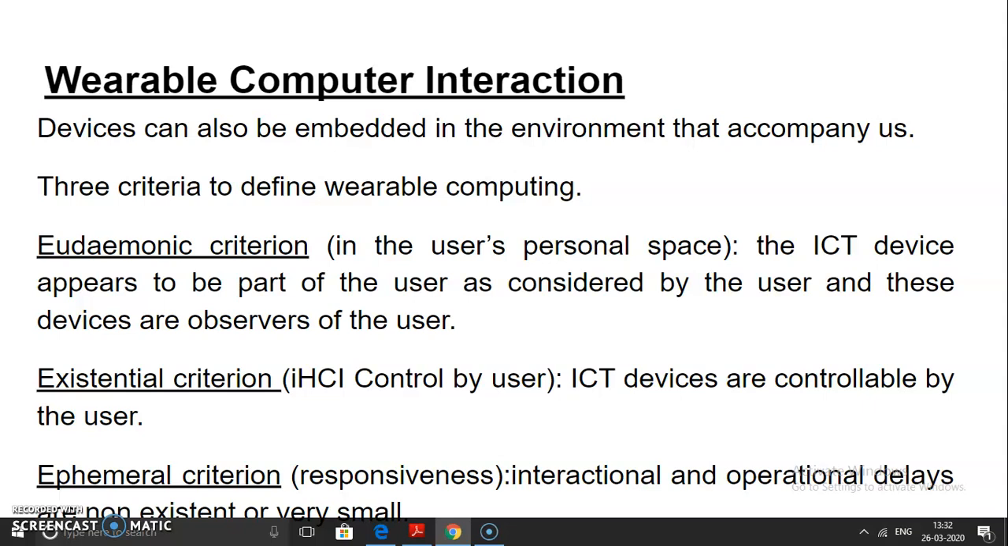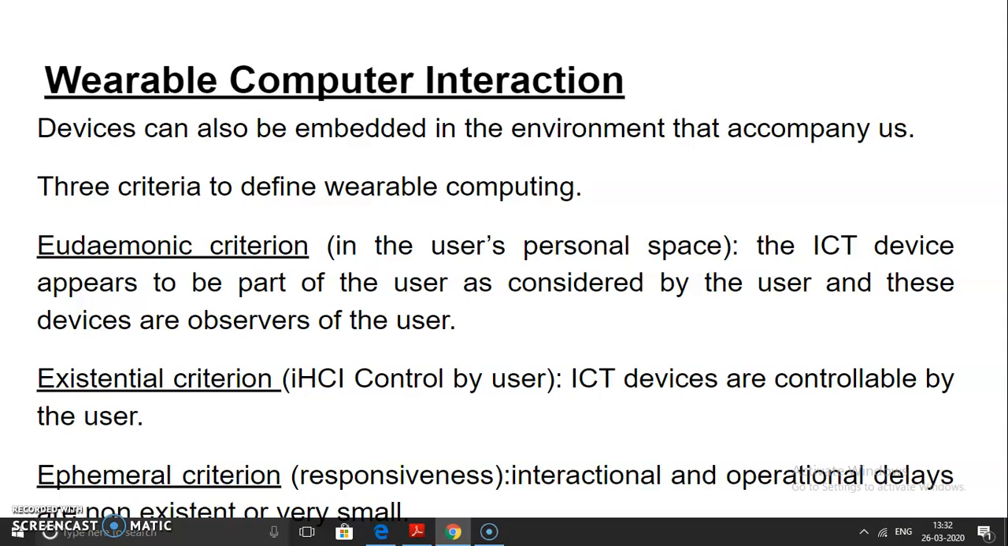There are three criteria to define wearable computing and wearable devices. First criteria is eudaimonic criteria. According to this criteria, all your smart devices or wearable devices must be within the user space. It means it must be attached to the user body. Though these devices are external, their connection must be there with the user's body. It means as per the English meaning of wearable, we can wear it.